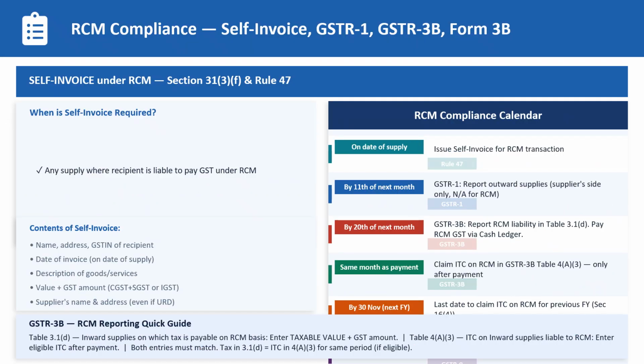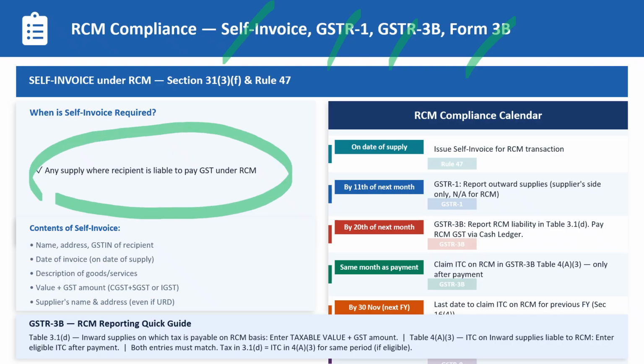And then RCM compliance. We have to give under RCM. You need to do the self invoicing, and also report those ledgers in the GSTR 1 and then GSTR 3B. Any supply where the recipient is liable to pay under RCM, they have to create a self invoice. When is self-invoicing required? If any supply where the recipient is liable to pay under RCM, in those situations the recipient has to give the self-invoice.